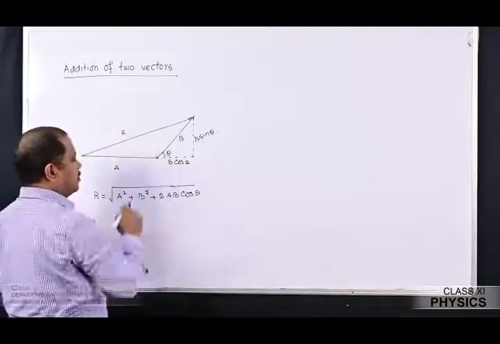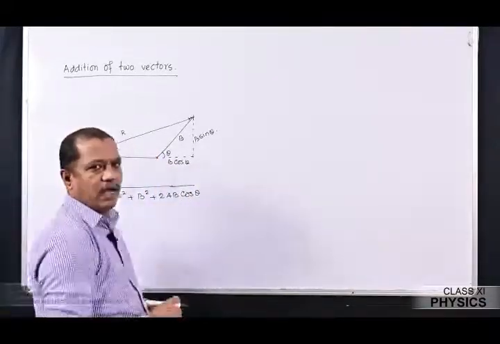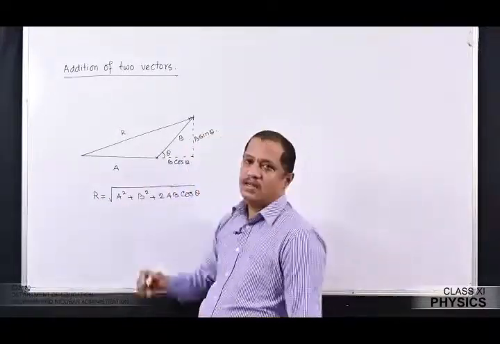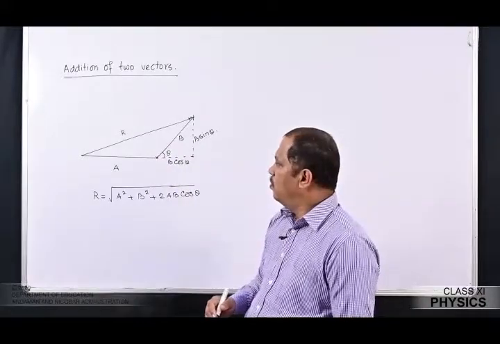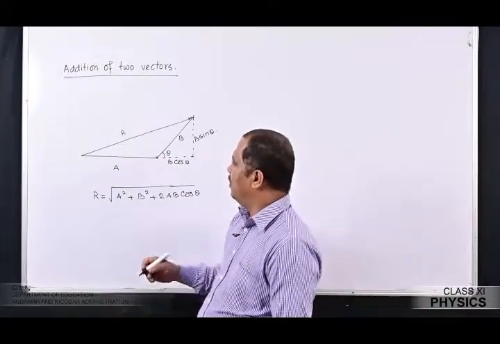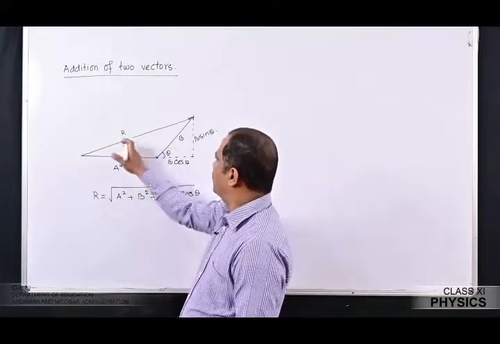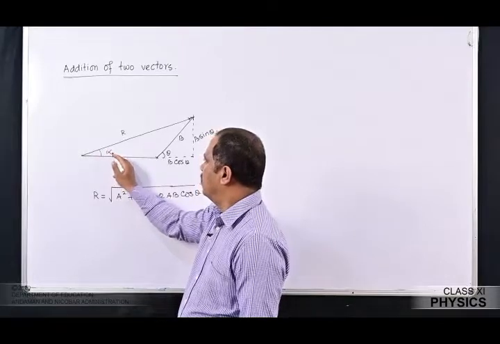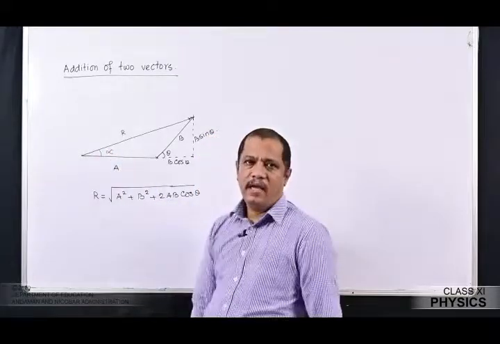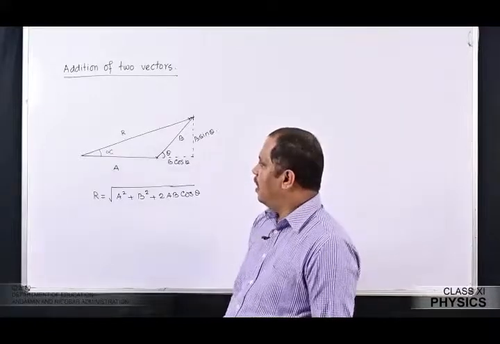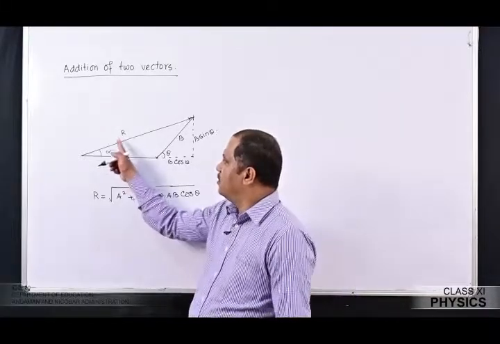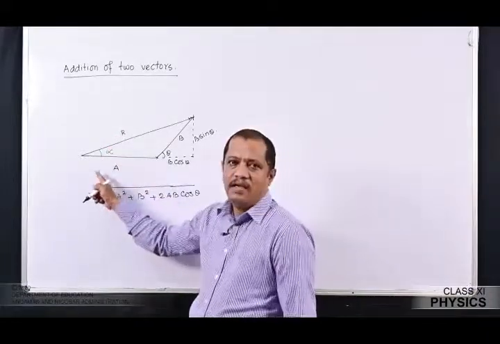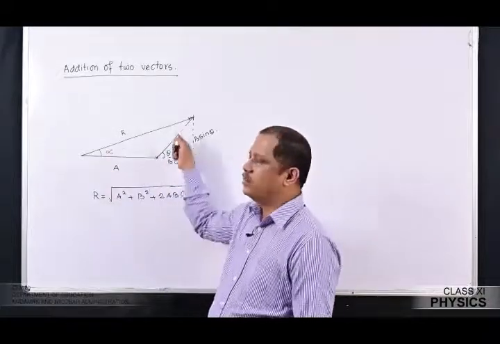But the resultant is a vector. I have handled how to calculate magnitude, but next I want to talk about the direction of the resultant vector. To find the direction of the resultant vector, let me say that this resultant vector R makes an angle alpha with the vector A, one of the vectors. In that case, the resultant vector is making alpha with the vector A, and then I can find the direction of the resultant vector.